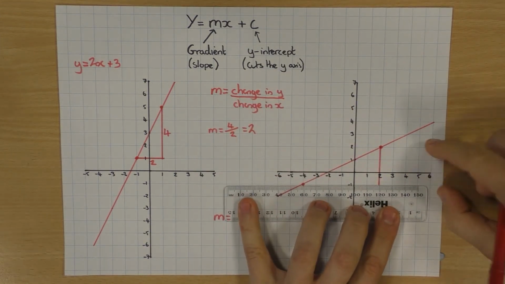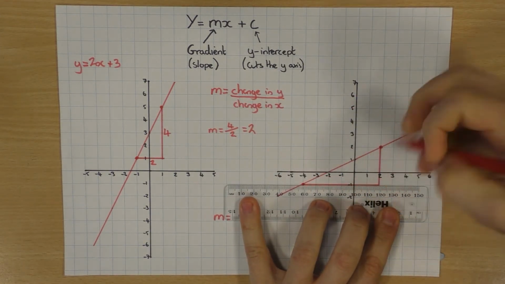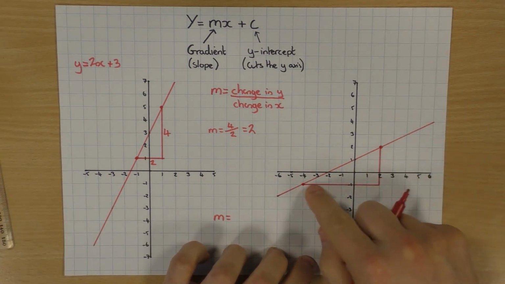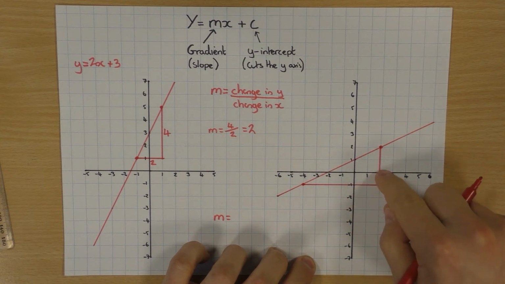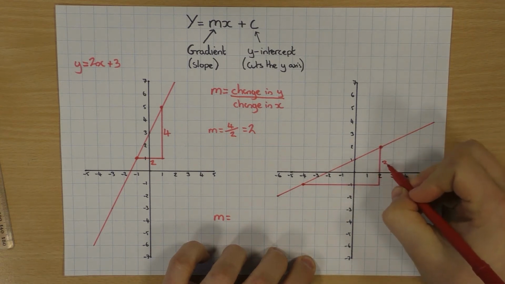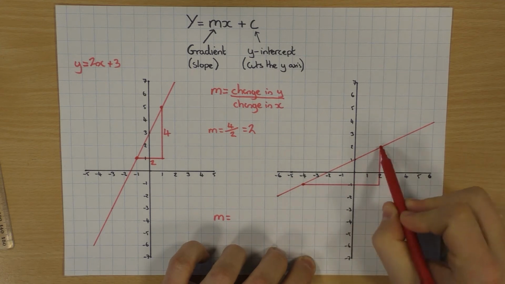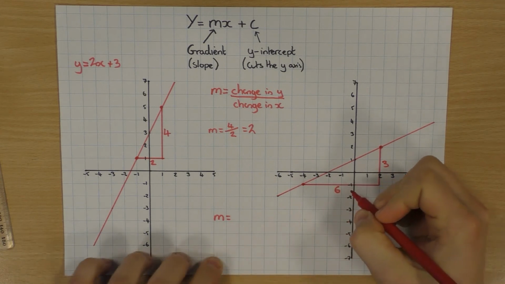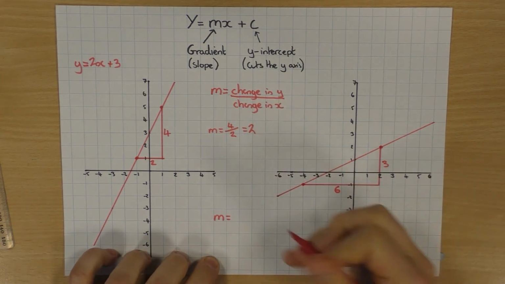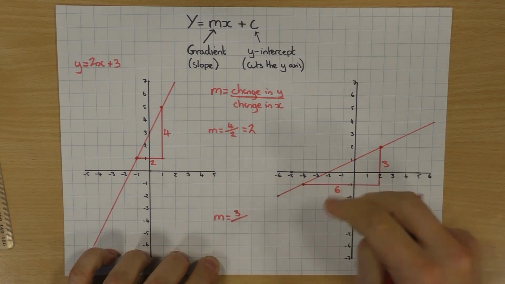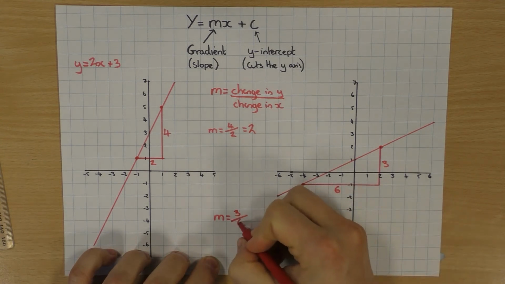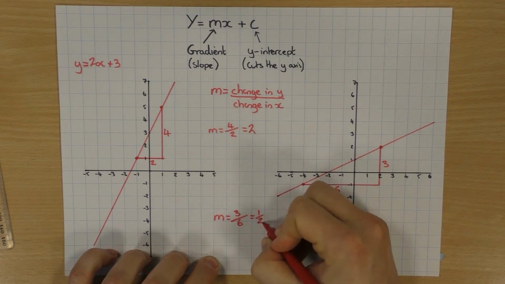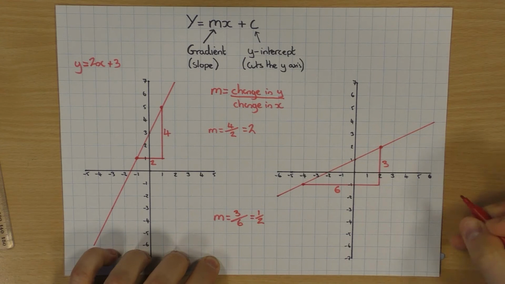Then I'm going to draw my triangle, like so. And from left coordinate to the right coordinate, what is my change in y? Well, I've gone 1, 2, 3 up. And what's my change in x? Well, from here to here, I've gone 1, 2, 3, 4, 5, 6. So put that into our formula. What's the change in y? Well, it was 3, divided by the change in x, which is 6. And again, you can simplify that. It's just a fraction. So 3/6 is the same as 1/2 if you divide both top and bottom by 3.